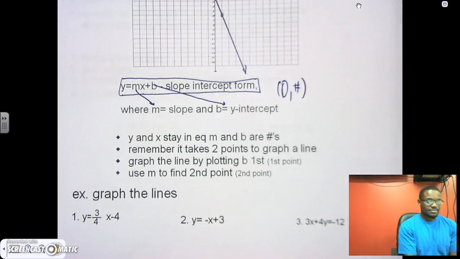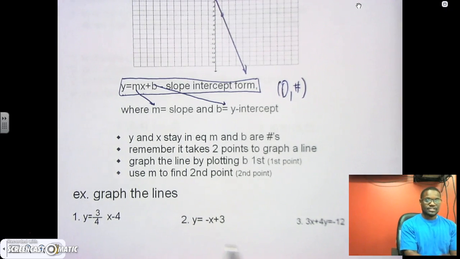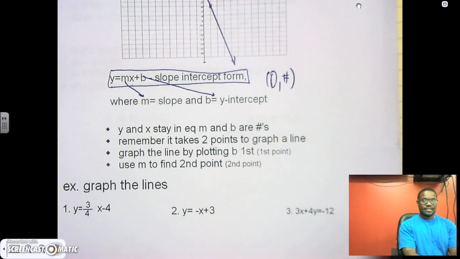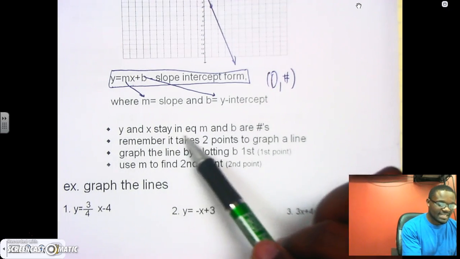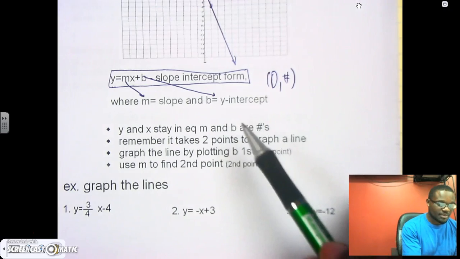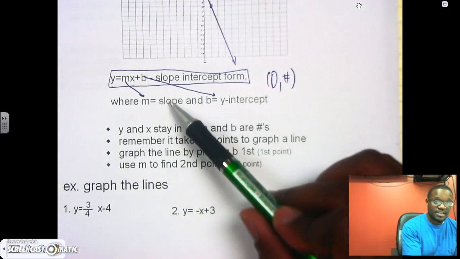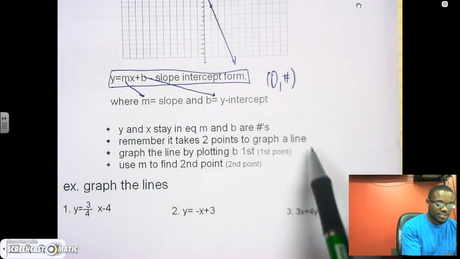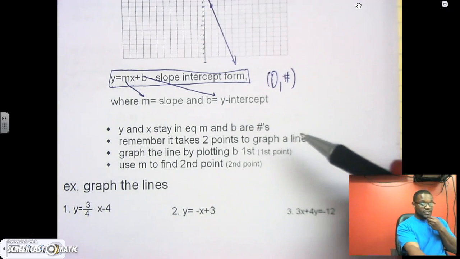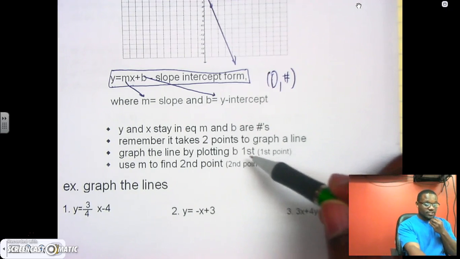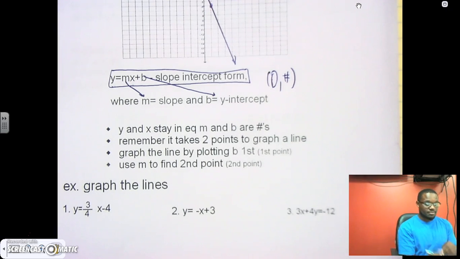Now, we're going to take some time to graph these 3 equations right here. This is just some stuff to remember. y and x stay in an equation and m and b are numbers. So that means you shouldn't see m and b in the real equation. Remember, it takes 2 points to graph a line. Graph the line by plotting b first, which is your point, and I'll show you that, and use the slope to find the second point.